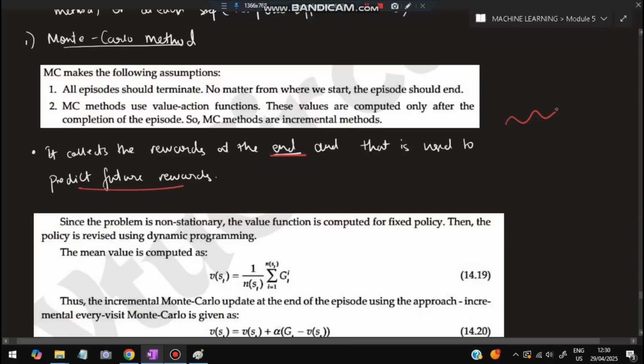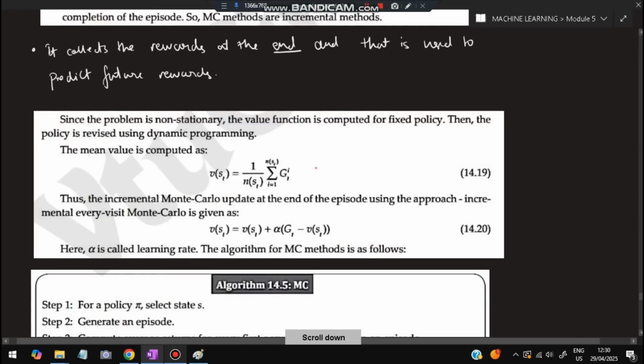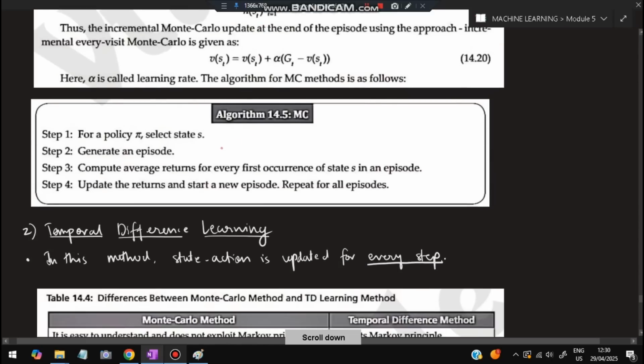Once it uses, means it follows the algorithm and reaches the end. After reaching the end, whatever the value it has got, that value will be considered for the next iteration. Okay, like that it is. And these are the formulas for the Monte Carlo method. And the algorithm is very simple.